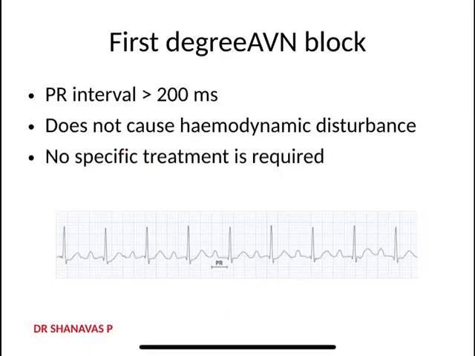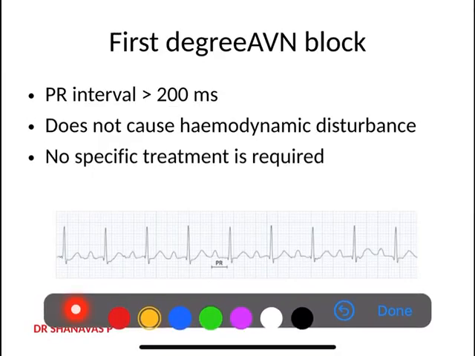Okay, so the AV nodal block can be divided into 3 types. There is a first degree AV nodal block, second degree, and a third degree AV nodal block. Okay, in the first degree AV nodal block, the only abnormality is that the PR interval will be prolonged.